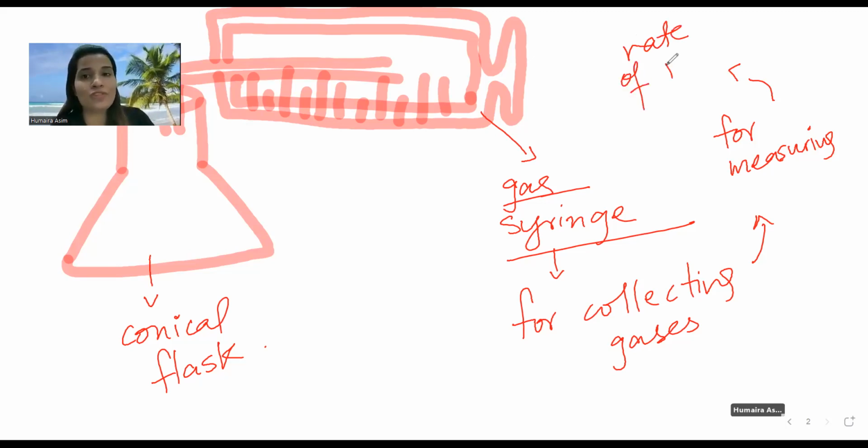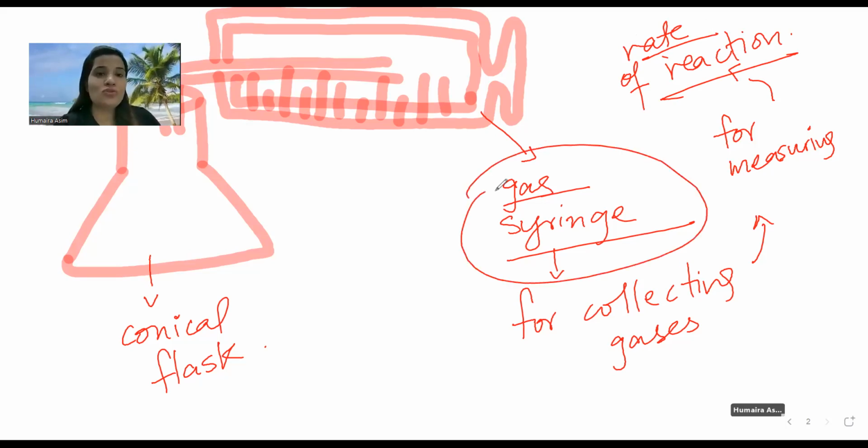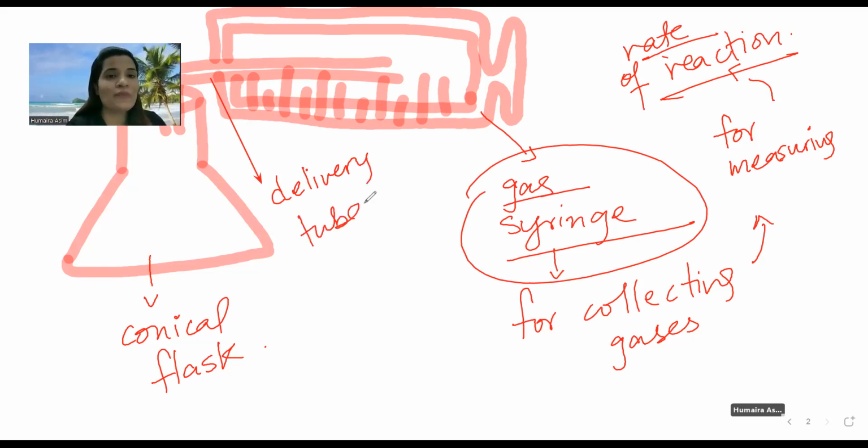For rate of reaction, right? So you can actually measure every minute or every 30 seconds how many mLs, how many cm cubes of gas are being produced. So this is what you are going to use this gas syringe for. Other than that, what do you have? This is also a common apparatus which students usually forget. What is that? This is basically the delivery tube. It is delivering from the flask to the syringe. This is connecting.